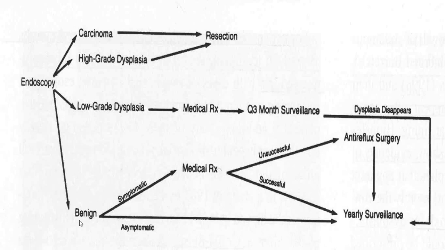If it is benign and symptomatic, medical treatment. If it is asymptomatic, regular follow-up at a yearly or half-yearly interval. Medical treatment, if it is successful, go for regular follow-up at yearly intervals. And if it is unsuccessful, anti-reflux surgery like fundoplication.